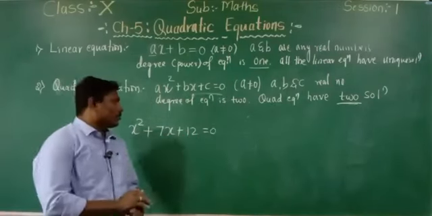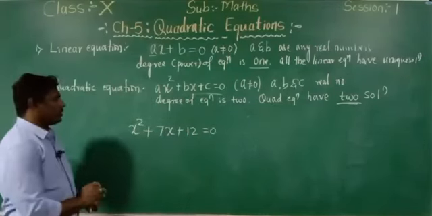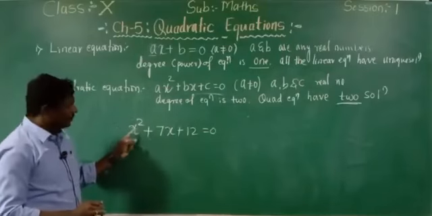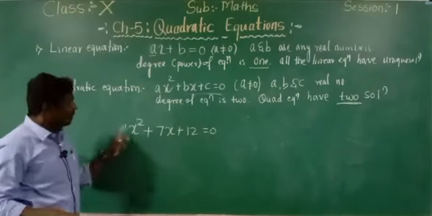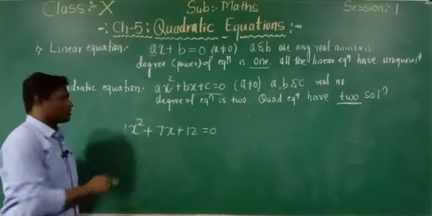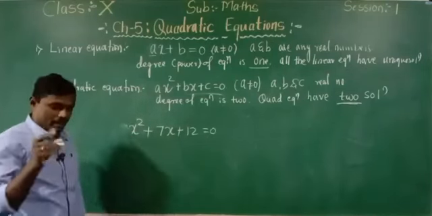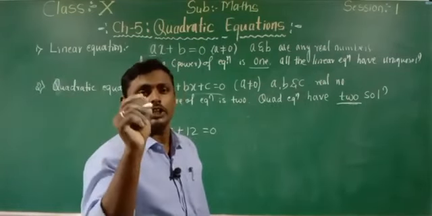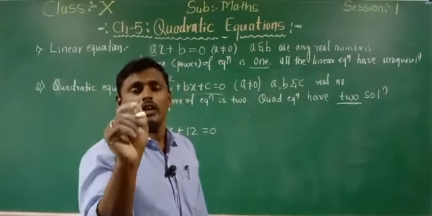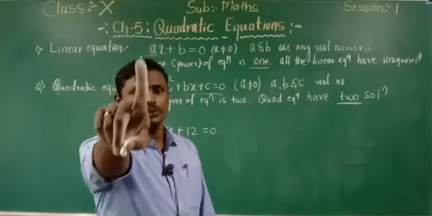x square plus 7x plus 12 is equal to 0. Just check, the coefficient of x square here is 1. 1 into x square is x square. So if I take directly x square or a square or p square, the coefficient of the variable is always equal to 1.